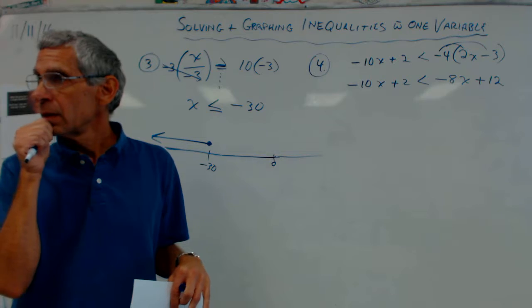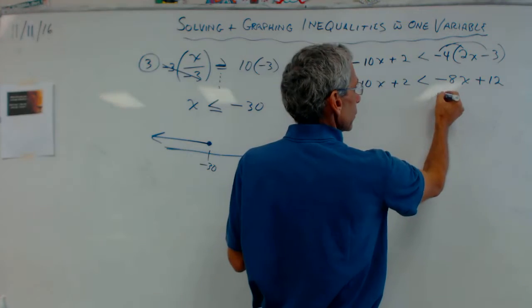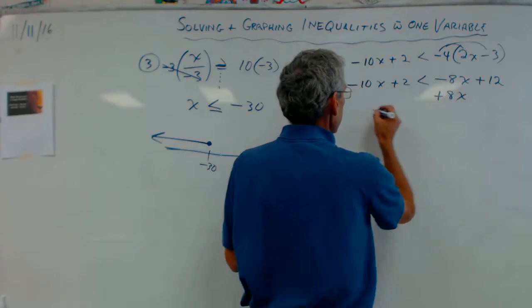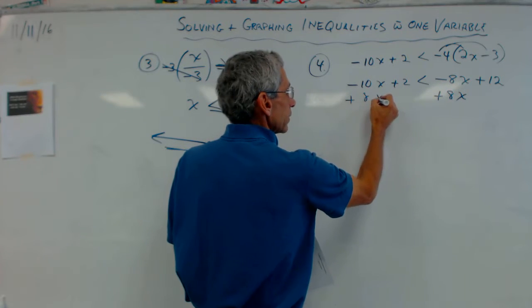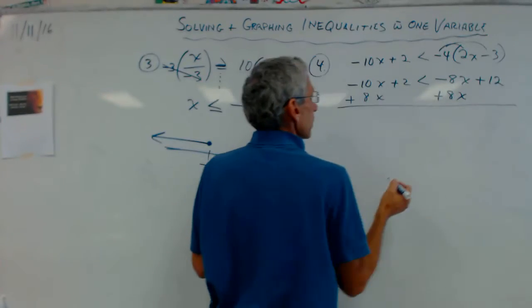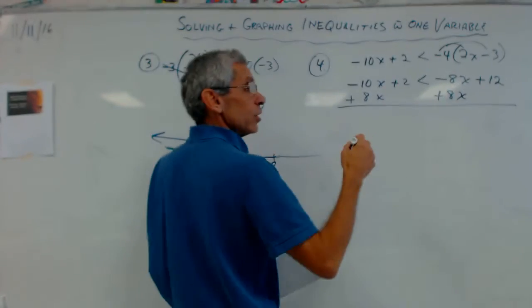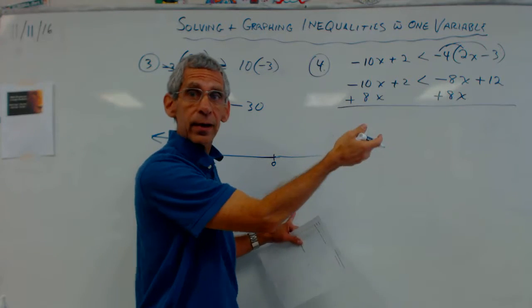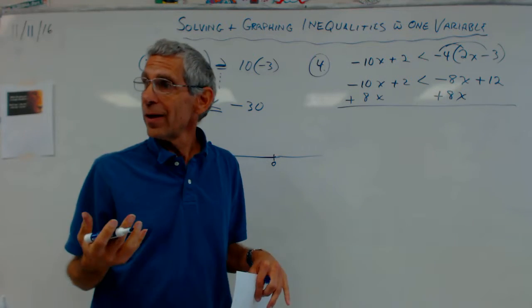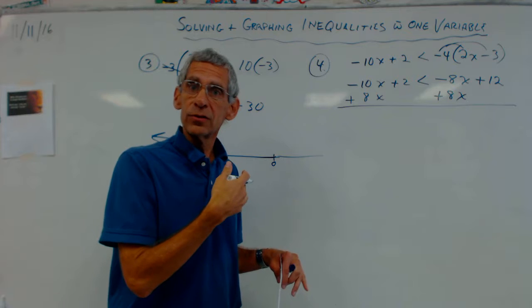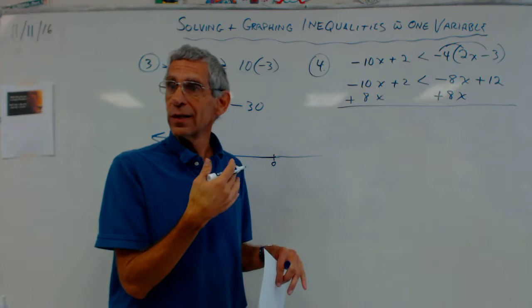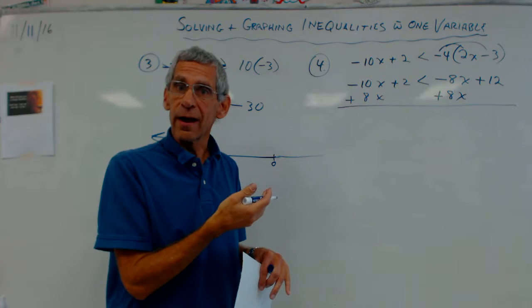Blake? Add 8x to both. Yeah, that's what I'd probably do. I'd add 8x to both sides. Well, just hang on, I could do it the other way. I could have added 10x. But I kind of like my x's on the left side, don't you? Especially with inequalities, because that makes them easier to graph.